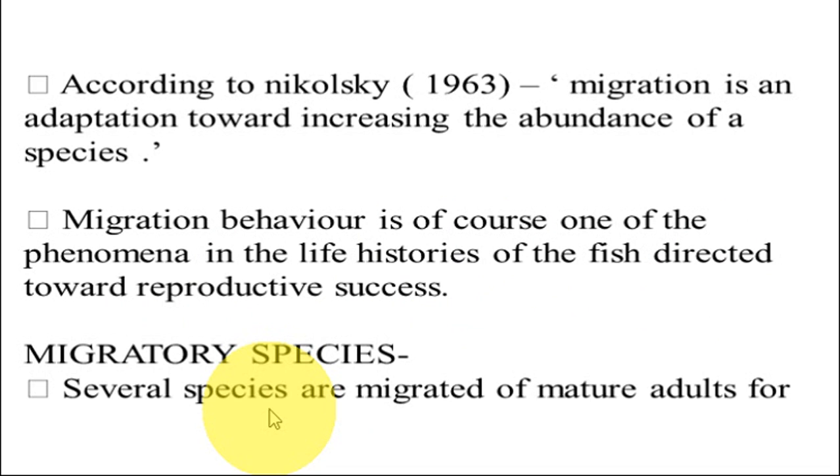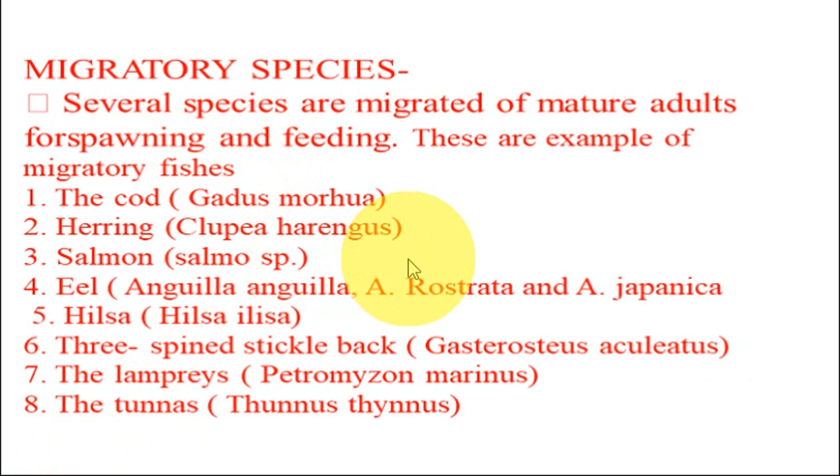Several species migrate as mature adults for spawning and feeding. Examples of these fishes are the cod, herring, salmon, eel, hilsa, trout, the stickleback, the lampreys, the tunas. These are examples of migratory fishes.